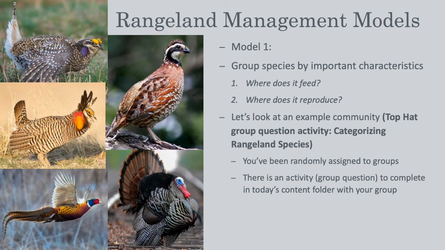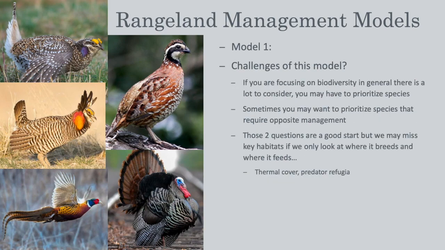So you should have completed that now. So what are some of the challenges that you realized about this model as you were thinking about that with the aid of the information available on allaboutbirds.org? So challenges of this model are that if you're focusing on biodiversity in general as your goal, there's a lot to consider. And you're probably still going to have to prioritize certain species over one another. And sometimes the species you want to prioritize require completely opposite management.